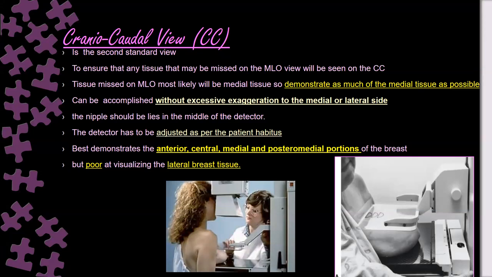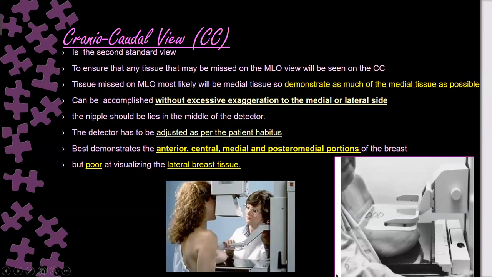And make sure it is in profile, not tilted down or rolled down or tilted left or right. And we have to adjust according to the body habitus or patient habitus, okay? And the CC view usually demonstrates the anterior, central, medial, and posterior medial portions of the breast that were poorly seen on MLO. The MLO demonstrates the axillary tail, the lateral aspect of the breast and posterior breast much better than craniocaudal, but these portions usually not well covered on MLO are compensated to be covered on the CC view. But CC view is poor in visualization of the lateral breast tissue.